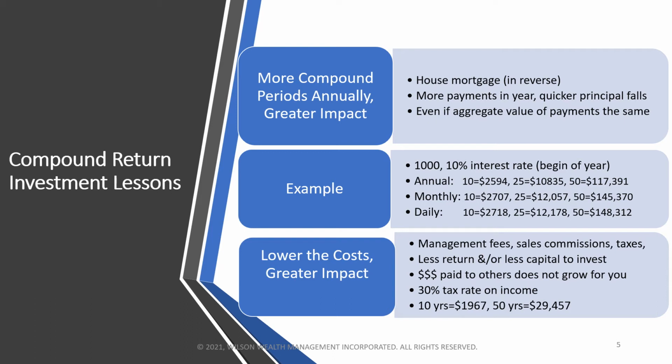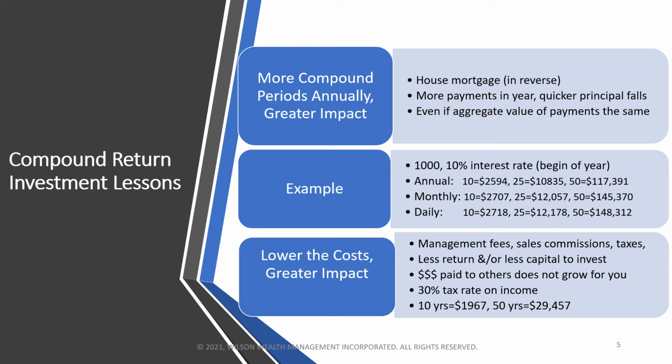Not huge growth, but every dollar counts, especially when you're not contributing anymore. And we see after 50 years, that annual compounding grows to $117,000. But when you get to a daily, $148,000. That's a significant difference with no change in funding. Just the compound works for you.